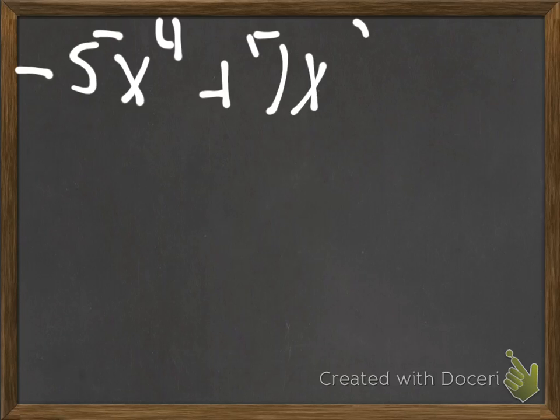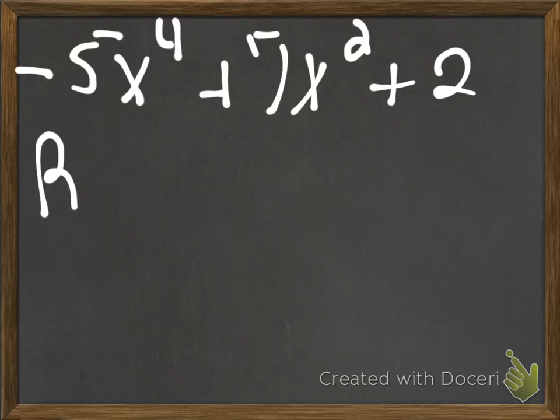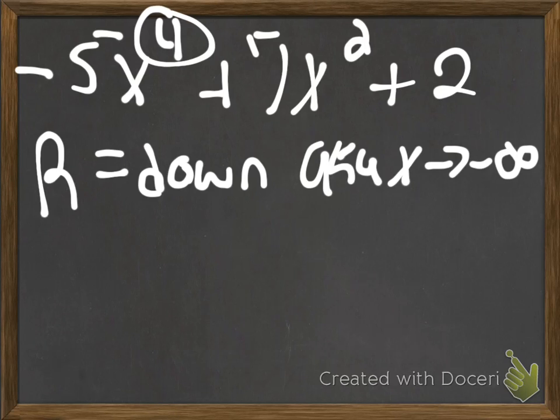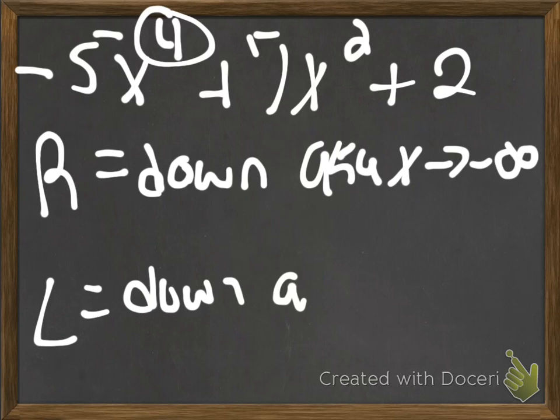Now let's say the leading coefficient is negative: negative 5x to the 4th plus 7x to the 2nd plus 2. Since the leading coefficient is negative, that means that the right side would go down, also known as x goes to negative infinity. Since we have an even exponent, the left side would also go down, aka x goes to negative infinity.